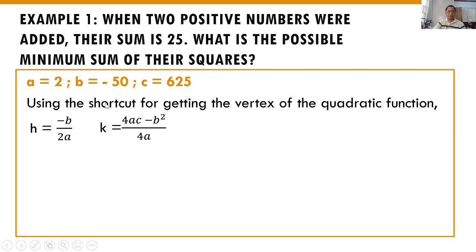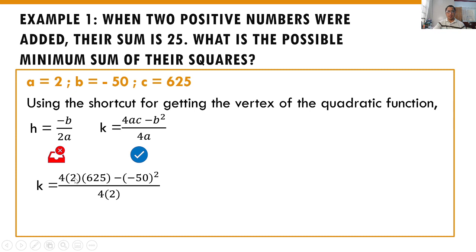Isa-substitute lang natin lahat ito. Ay, sir, ang gagawin dito sa h, hindi natin gagamitin. Alin ang gagamitin ulit natin? Yung k po natin. That's the reason why we come up with the values of a, b, and c. All we have to do now is to substitute these values dito po sa ating formula. Now, substituting the values, yung a ay 2, c ay 625. Now, yung b natin, nasa labas yung minus tayo dito, pero yung b natin, negative 50.